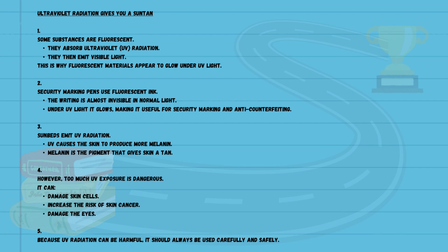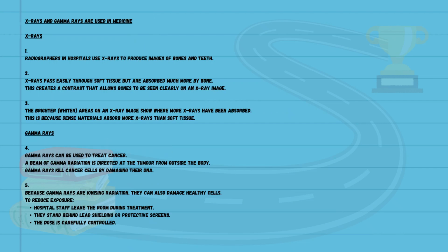Number 5, because UV radiation can be harmful, it should always be used carefully and safely. X-rays and gamma rays are used in medicine. X-rays. Radiographers in hospitals use X-rays to produce images of bones and teeth. X-rays pass easily through soft tissue but are absorbed much more by bone.